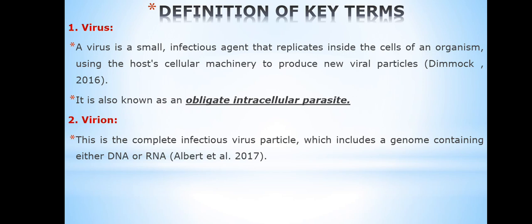Then there's also what we refer to as a virion. A virion. So a virion is the complete infectious virus particle. So the entire virus particle itself, collectively, we refer to it as what? As a virion. We say a virion. So if they say this is a virion, they are talking about the entire virus particle that is able to cause an infection, which includes a genome containing either DNA or RNA.